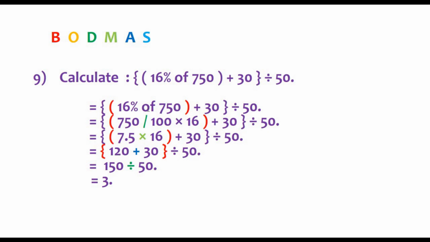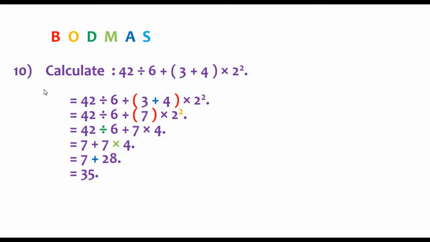This can be sorted easily either by the simplifying method, or here I am using a direct method. 750 is the 100%. So you can divide 750 by 100, which makes 1%, and multiplied by 16 gives you the 16%. So 750 divided by 100 multiplied by 16. 750 divided by 100 is 7.5, and multiplied by 16 becomes 120. And 120 added to 30 makes 150, and divided by 50 gives the number 3. So 3 is the answer.